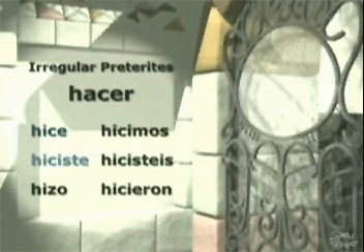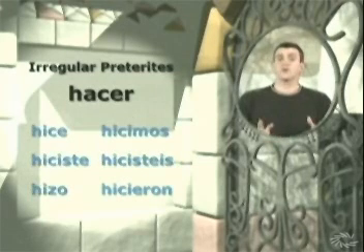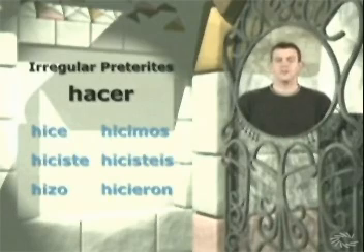Okay, one more irregular preterite verb to go. Hacer. Hice, hiciste, hizo, hicimos, hicisteis, hicieron. So in the preterite hacer forms, the A sort of goes to an I. Other than that, not too scary. Now that you know how to conjugate a few irregular verbs in the preterite, let's look at some of them in action.